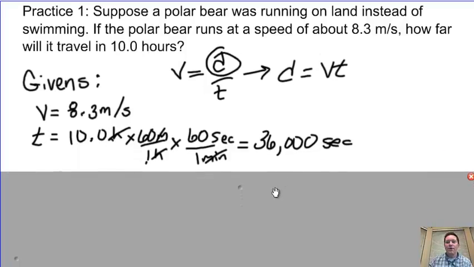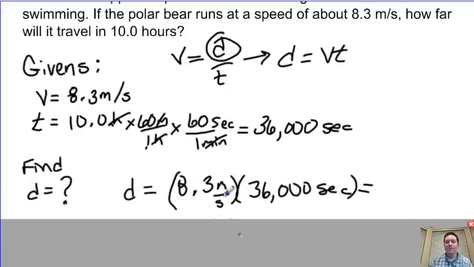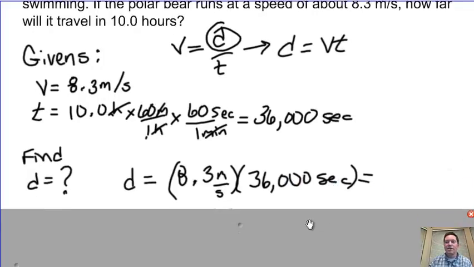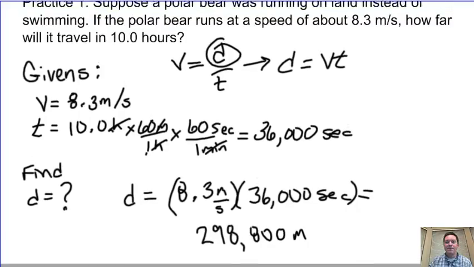Alright, so continuing on then, we can just plug these values into our equation. The distance is equal to velocity times time. So 8.3 meters per second times 36,000 seconds. It's going to give us our answer of 298,800 meters. So there's problem number 1.